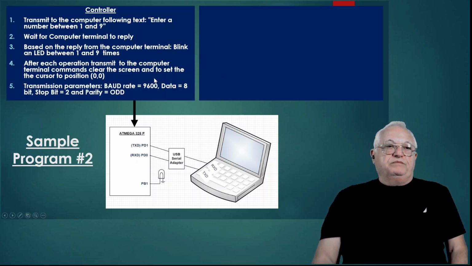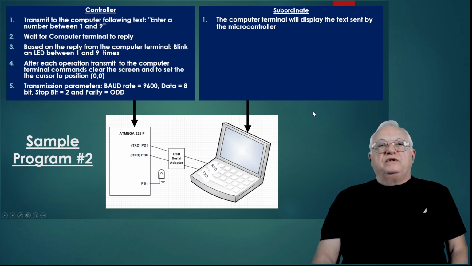Now our transmission parameters are going to be a baud rate of 9600. The data is going to be 8-bit. We're going to have 2 stop bits and odd parity. So let's look at the subordinate. The computer terminal will display the text sent by the microcontroller.